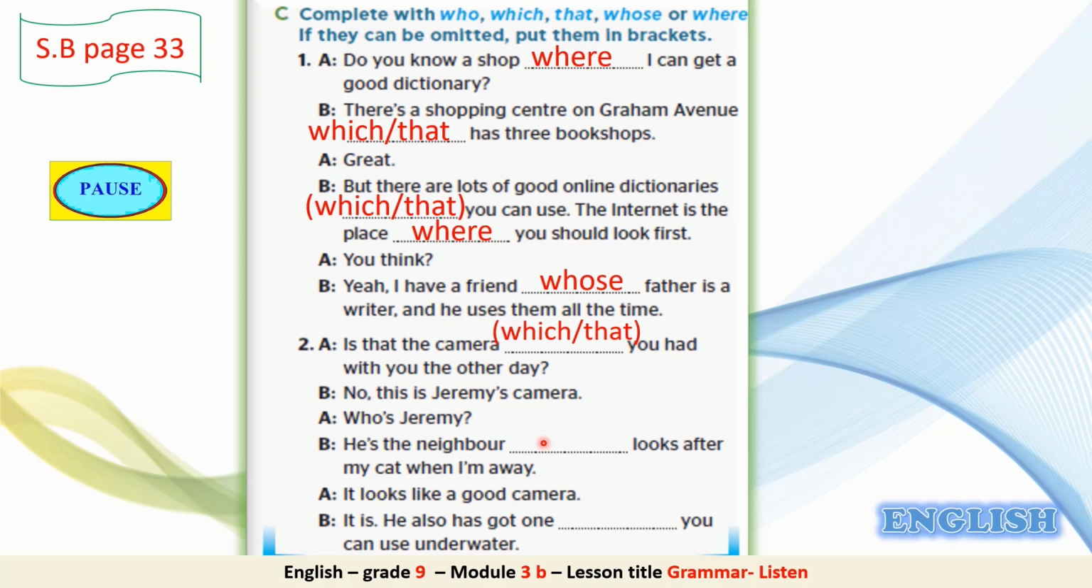Now what about this one? Excellent. It's who or that. Why? Because we are talking about a neighbor, which is people. Now the last one, what do you think this one is? Excellent. It's which or that as well. Why? Because here we are still talking about a camera. He also has got one which you can use. You can use what? You can use the camera. So the camera here is the object of the verb use. When it refers to the object, we can keep it or omit it. So we put it between brackets. Well done, students.